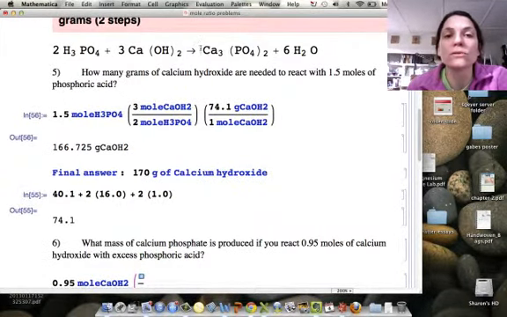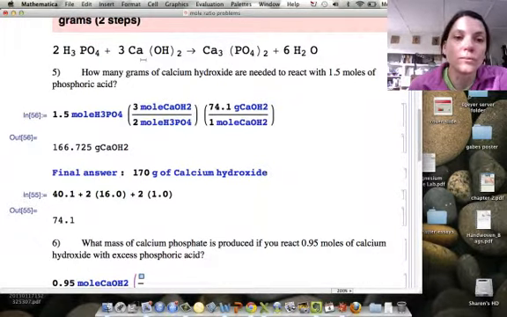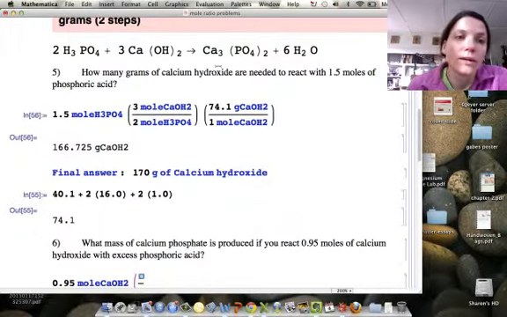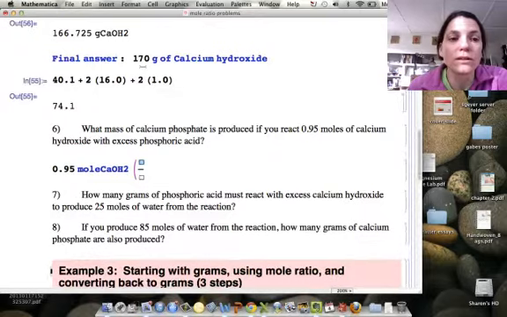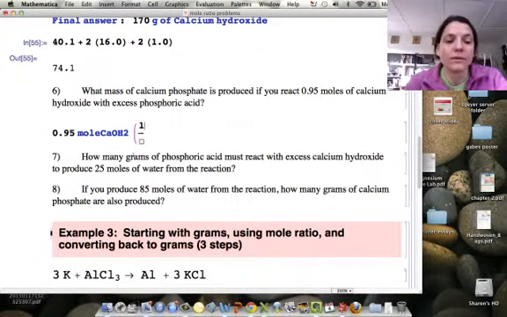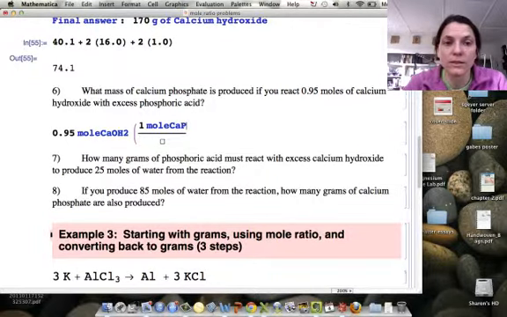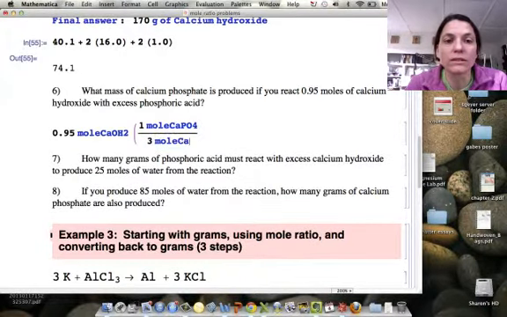All right, so here's what we're looking for, the calcium phosphate. Here's what we start with. So we know for every 1 mole of calcium phosphate, we have to react 3 moles of calcium hydroxide. So that's what's going to go in our mole ratio step. 1 mole of calcium phosphate, and for every 3 moles of calcium hydroxide.